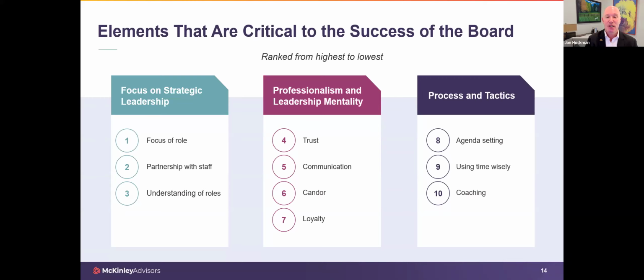Second bucket, professionalism and a leadership mentality. That's respect, candor, and trust comes up very strongly in that. And then third, process and tactics, they matter, but they're the third most important category based on the research. So using agenda setting and timing wisely is really key there.